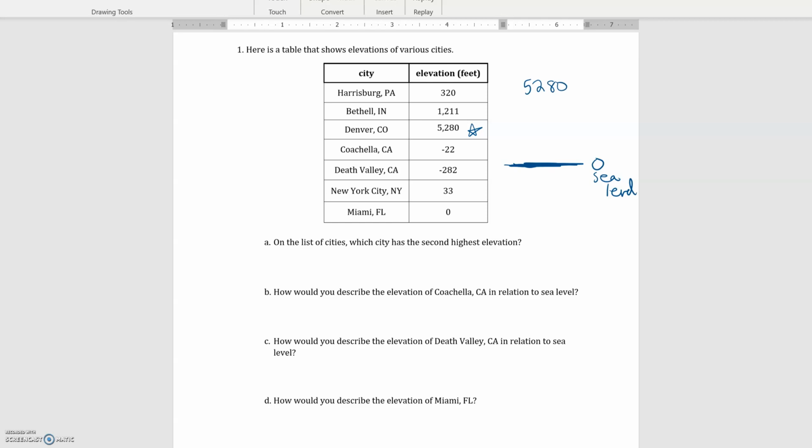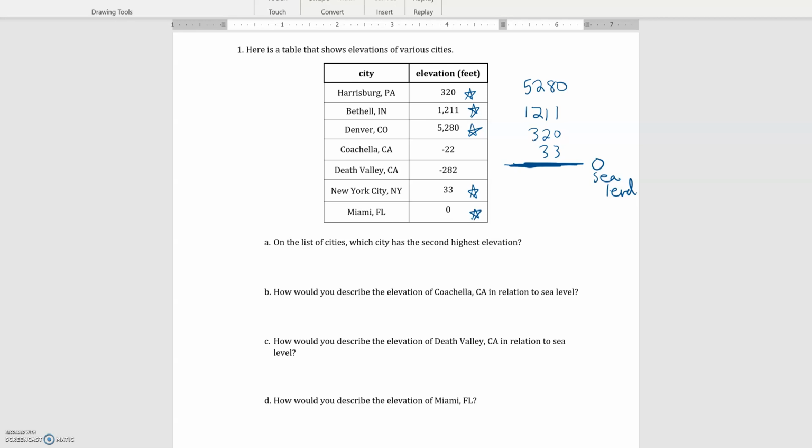My next highest number I see is 1,211. Then I see 320. And then I see 33. So those are my 4 positive elevations ranked from highest to lowest. And then I have 0 for my sea level.